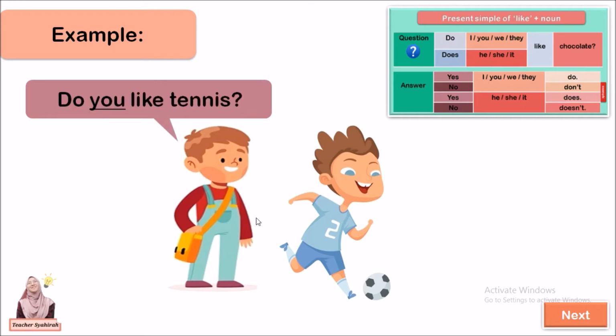Next one. Do you like tennis? Okay, for you, we also use do. Do you like tennis? No, I don't. Okay, he said no. If no, no, I don't. Can you see this section? Okay, next one.